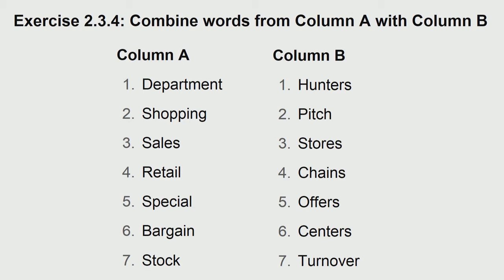And now, moving on to the next exercise, combine words from column A with column B. Department, shopping, sales, retail, special, bargain, stock. Column B, hunters, pitch, stores, chains, offers, centers, turnover. How do you combine and collocate? Take a moment and look at this slide carefully.